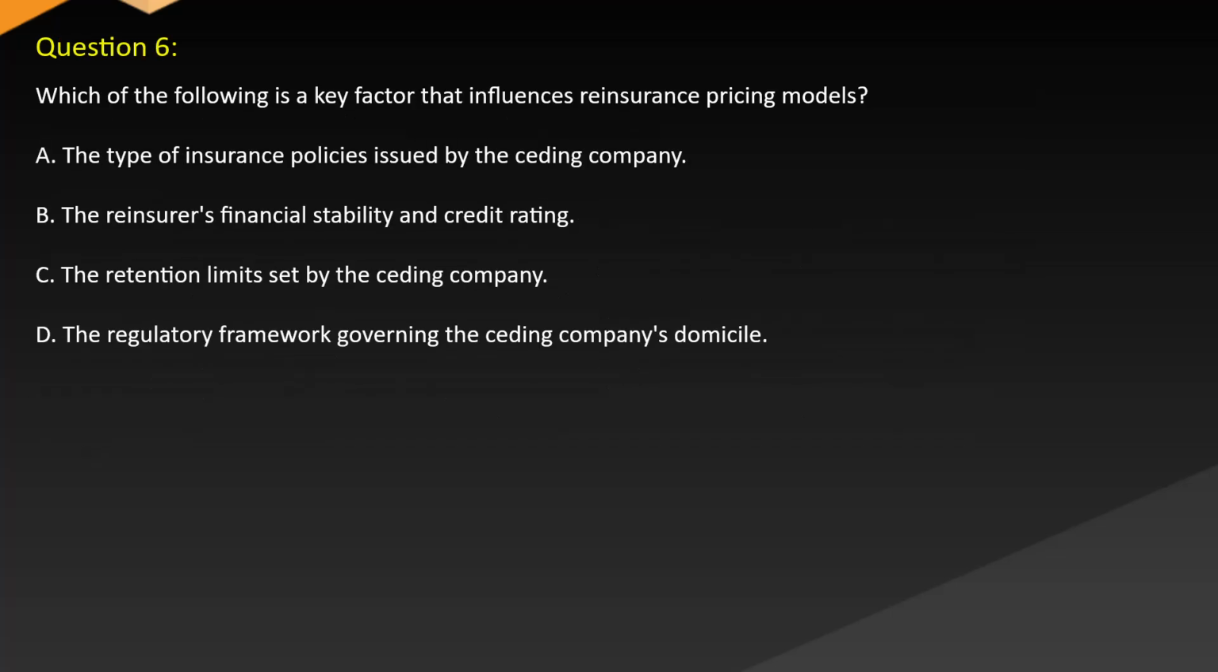Question 6. Which of the following is a key factor that influences reinsurance pricing models? A. The type of insurance policies issued by the ceding company. B. The reinsurer's financial stability and credit rating. C. The retention limits set by the ceding company. D. The regulatory framework governing the ceding company's domicile.